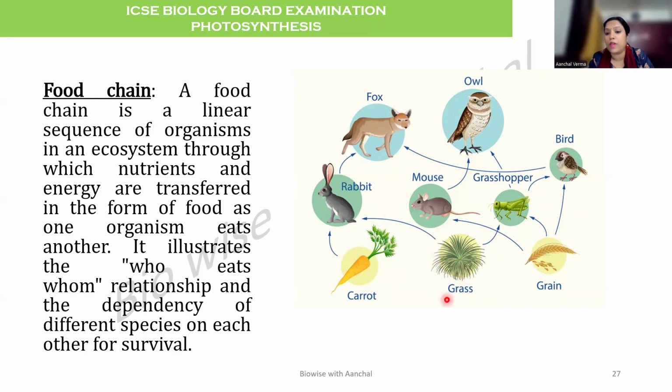In the food web, you can see the producers are the first level. The grass can be eaten by the grasshopper, grass can be eaten by the rabbit, the carrot can be eaten by the rabbit, grain can be eaten by the mouse. So this is the trophic level first, where you have producers. Then you go to the primary consumers, the secondary consumers, tertiary consumers, and so on. So the who-eats-whom relationship, you have to remember. This question is generally asked to arrange in order. So you should know that always the lowest one will be a producer and the topmost will be a carnivore.